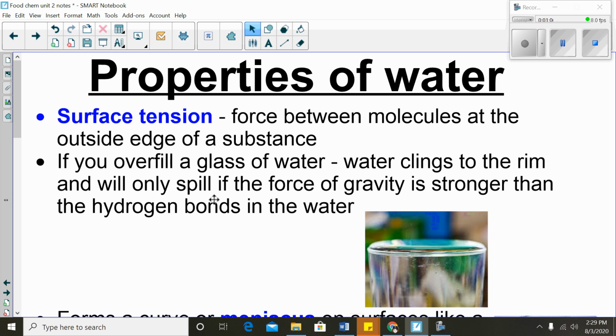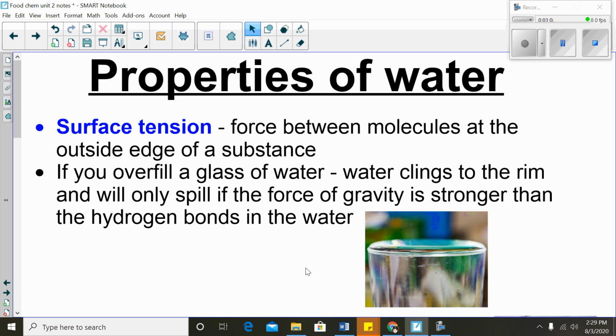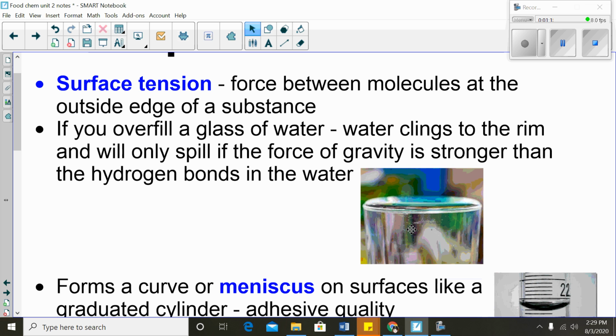All right, now let's look at some properties. The first property of water is called surface tension. So this is a force between molecules at the outside edge of a substance. A good example is to think about a glass of water that is maybe overfilled, right? Like in this image here. You can see that the water clings to the rim and will only spill if the force of gravity trying to pull it off that rim is stronger than the hydrogen bonds within the water, keeping it on that rim. So that's surface tension.